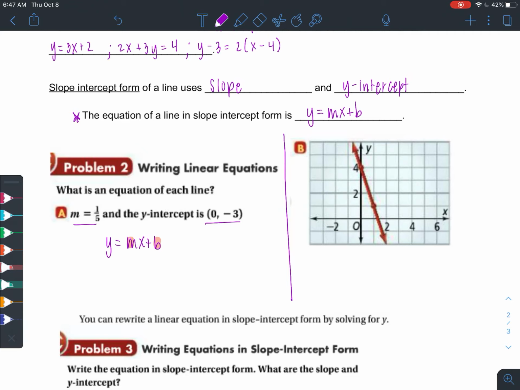My y-intercept is always going to be a point on the y-axis. So the point is always going to be 0, something. So that's the point 0, negative, that's actually 0, positive 3. This is 0, negative 3. So the intercept is negative 3. So b is equal to negative 3. So then we just plug it in. So we have y equals 1/5 x minus 3.